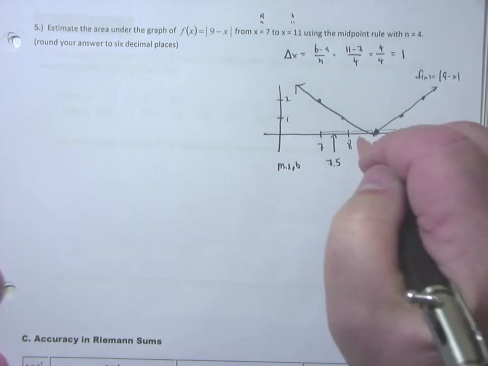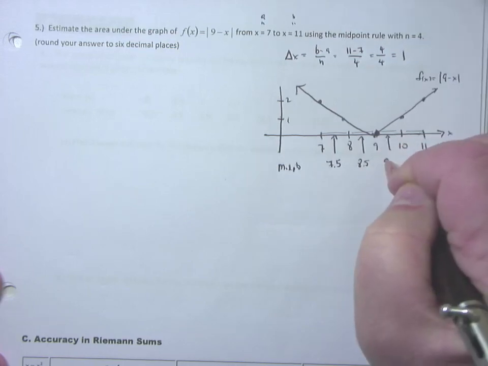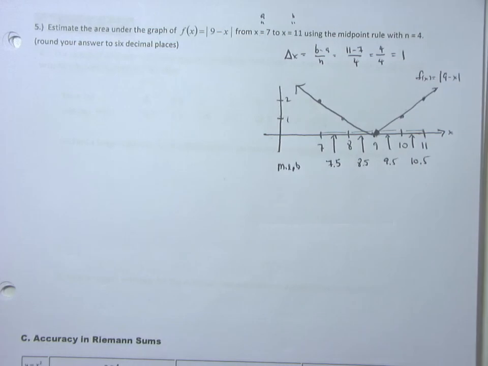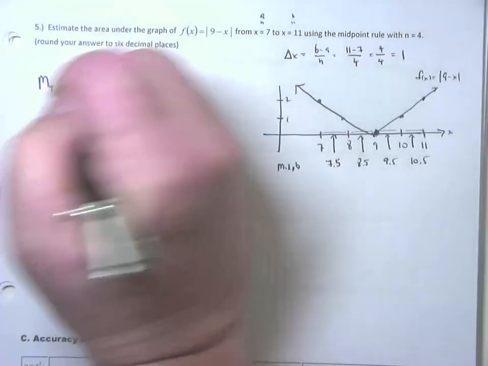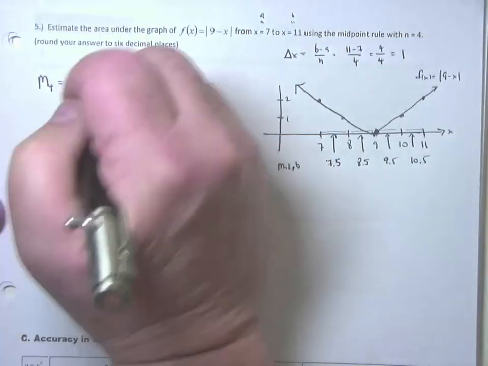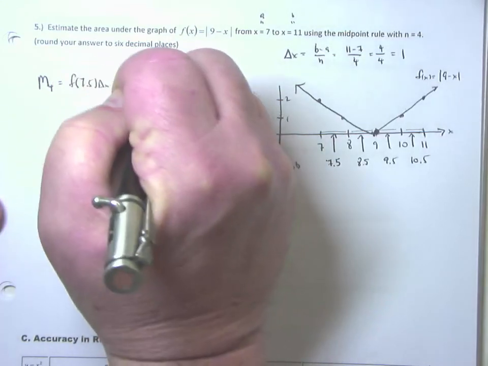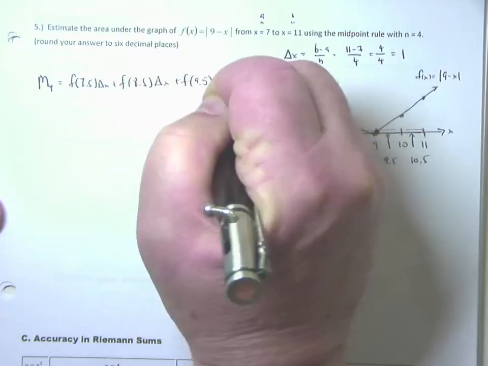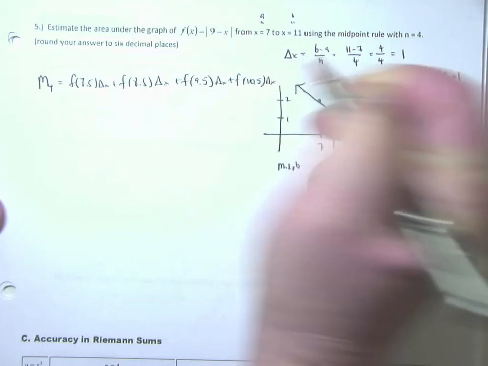So what's between 8 and 9? 8.5. Between 9 and 10? 9.5. And between 10 and 11? 10.5. Okay? So my midpoint Riemann sum for, again, this was n equals 4, 4 partitions for this problem would be f of 7.5 times delta x plus f of 8.5 times delta x plus f of 9.5 times delta x plus f of 10.5 times delta x.